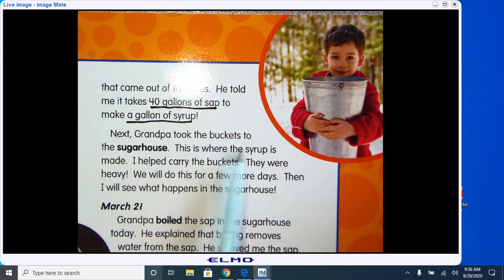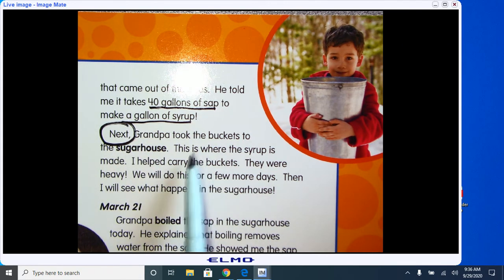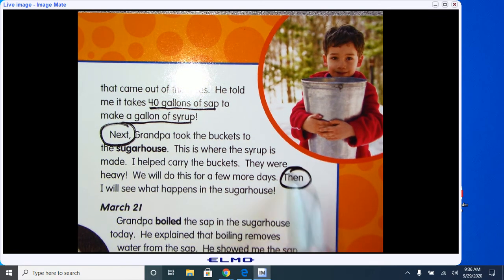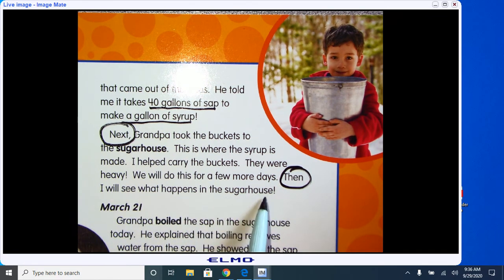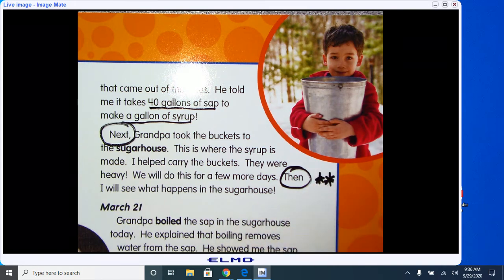Next, Grandpa took the buckets to the sugar house. So here's another sequencing word, next. This is where the syrup is made. I helped carry the buckets, and they were heavy. We will do this for a few more days, and then I will see what happens in the sugar house. Now, I circled this because it is a sequencing word, but this isn't really part of the sequence. I'm going to mark that off.